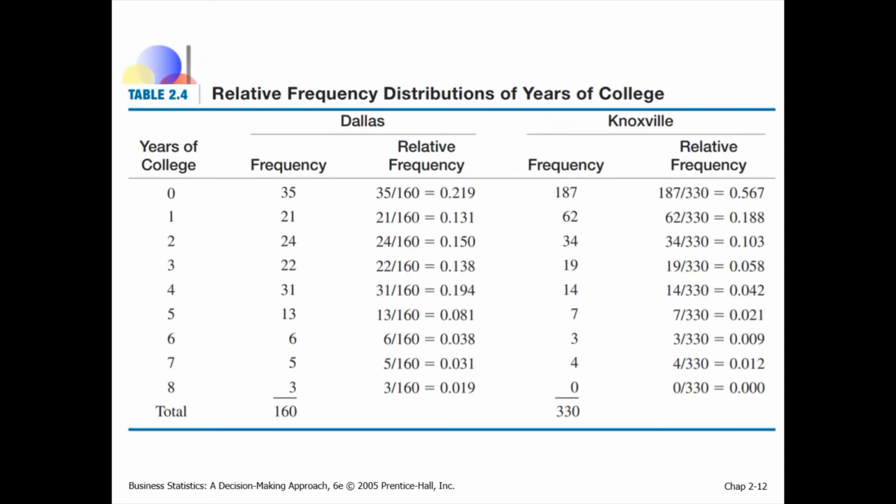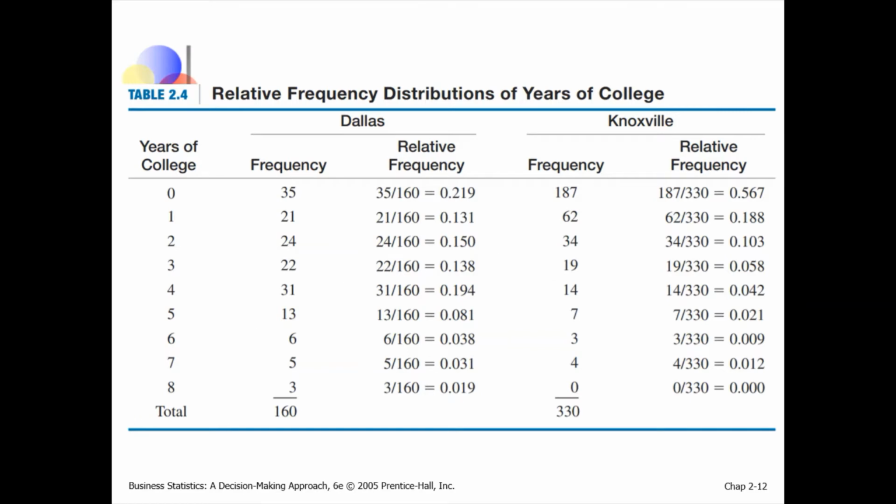Okay, so this is the relative frequency of the data. We have here the percentage. So in Nashville, there are almost 50% who never went to college. And then in Dallas, it's only 21%. So it is up to you to conclude and understand the data. But basically, you can get a lot of information from this.